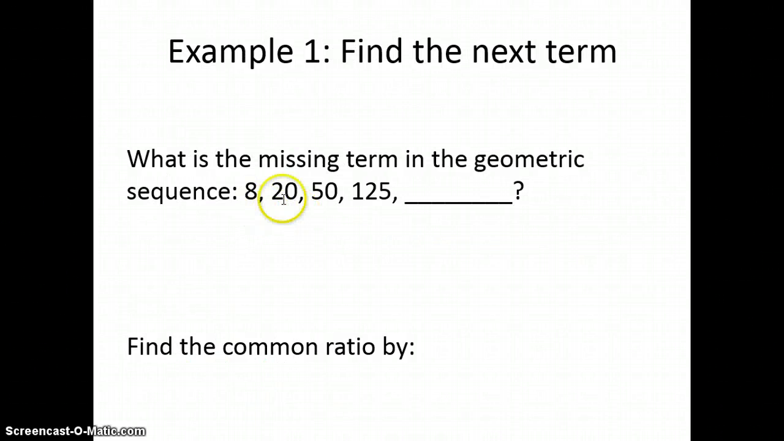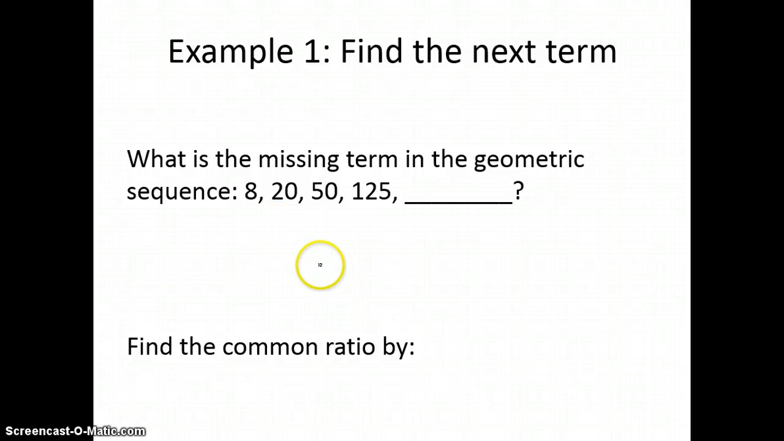When you're looking at a sequence and trying to find the next term, the first thing I would do, given any sequence, because it may not say if it's geometric or arithmetic, is see if the difference is constant. From 8 to 20, it's 12, and from 20 to 50, it's 30. So you realize it's not an arithmetic sequence because we're not adding the same amount each time. But what we are doing is multiplying by something.